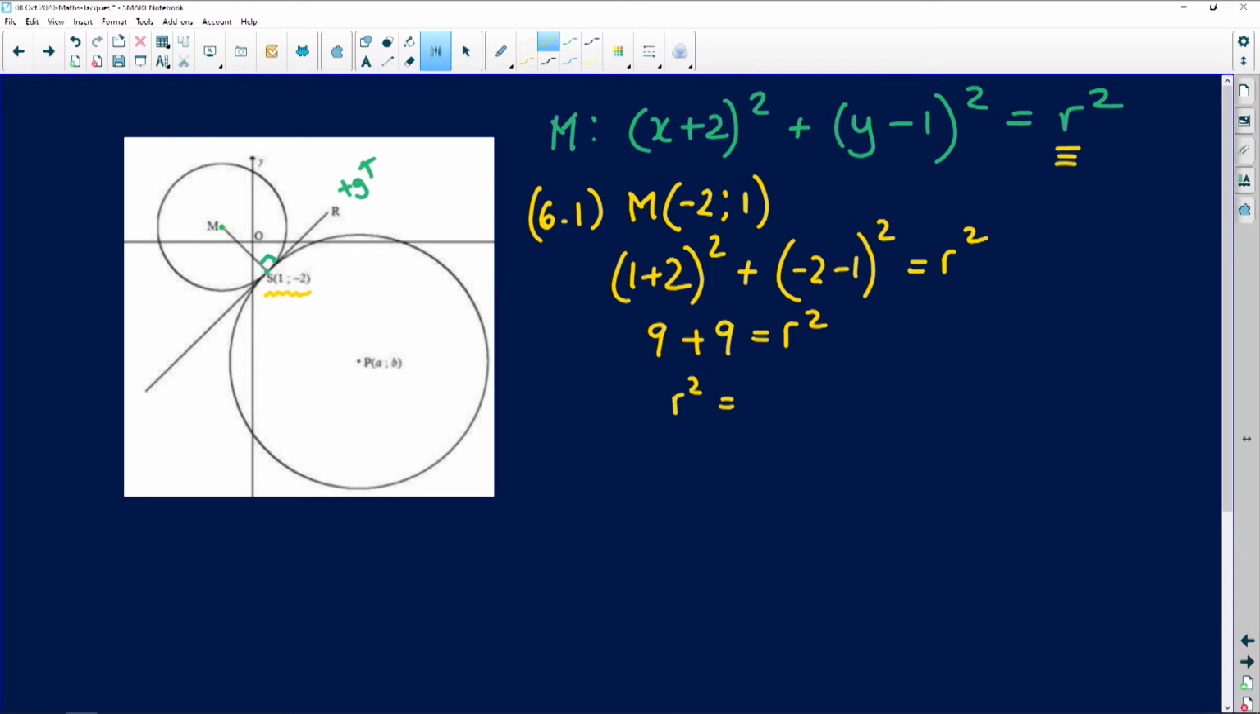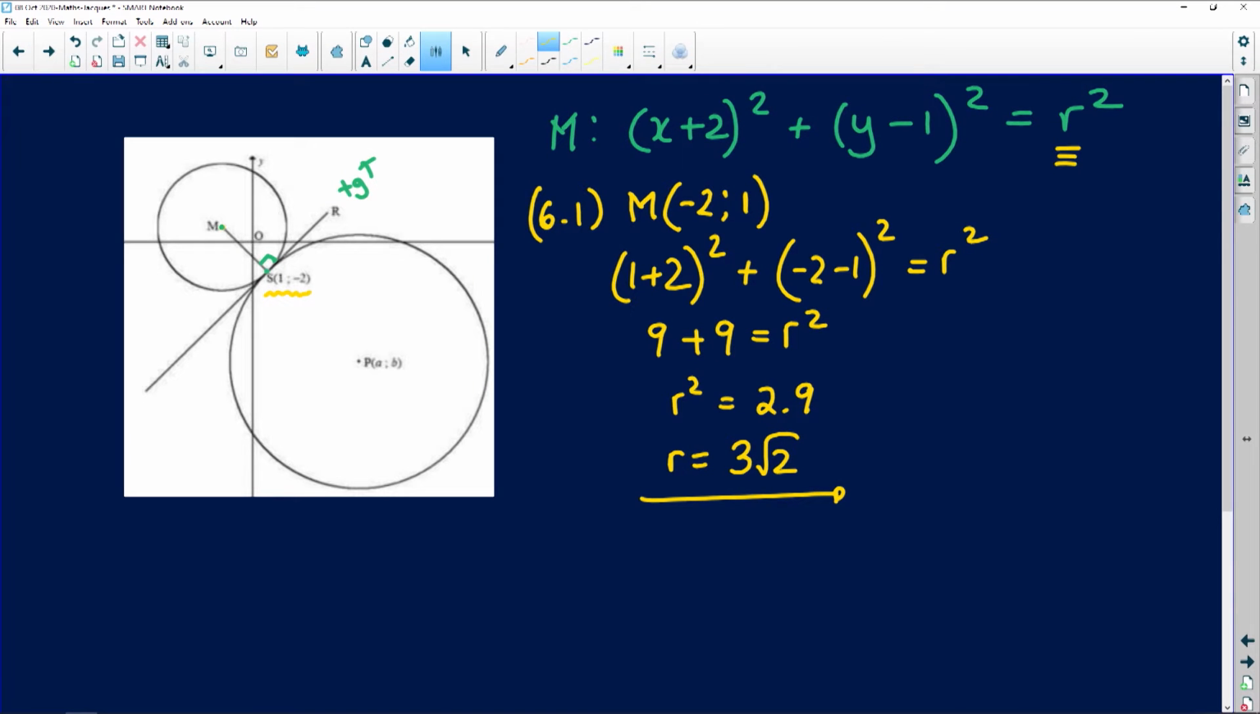So r squared is equal to 2 times 9, which means r will be the square root of that number, which is 3√2 in surd form. Remember, you had r squared. So you've got to take the square root on both sides to write down the radius. So our answer was that the center lies there and our radius is over there. Duncan, I hope that made sense to you. It's for 4 marks. The second part of this question, part 6.2, for another 4 marks.